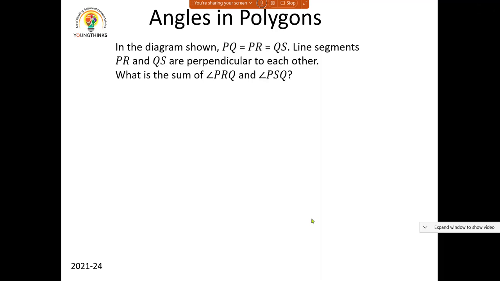In the diagram shown, PQ, PR, and QS are all three equal. And the line segments PR and QS are perpendicular to each other. If you look at this line segment, PR and QS, they are perpendicular.